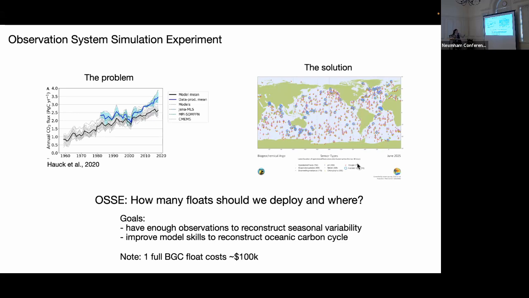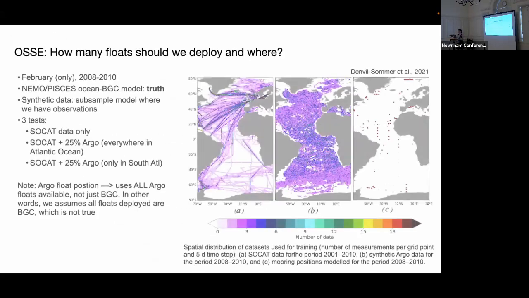And so the goal is to have enough observations to reconstruct this shorter time scale of variability and improve the model. But the question is, how many do we need and where do we need them, considering that each of them costs about $100,000? We don't necessarily want to deploy as many as we want, because that's a costly operation. And so this comes to the problem we're trying to solve.